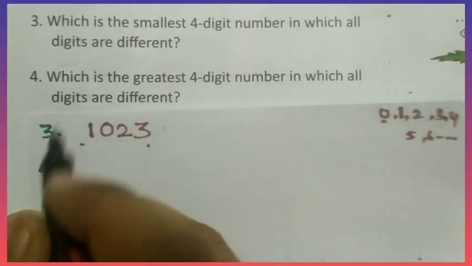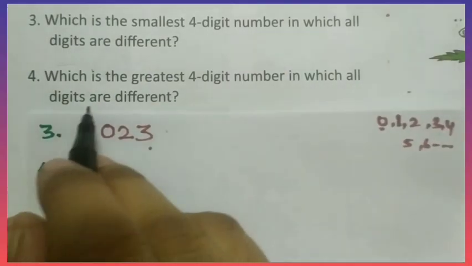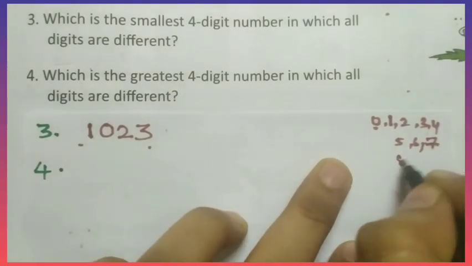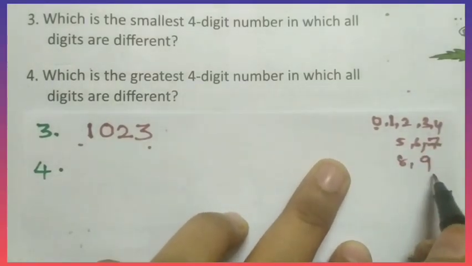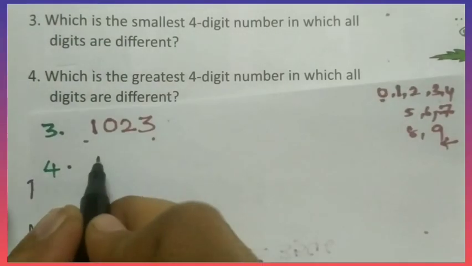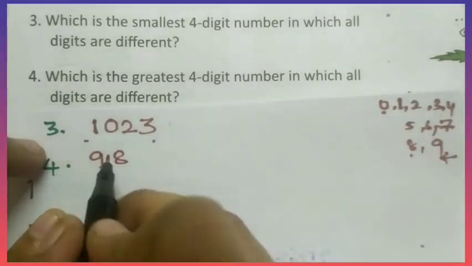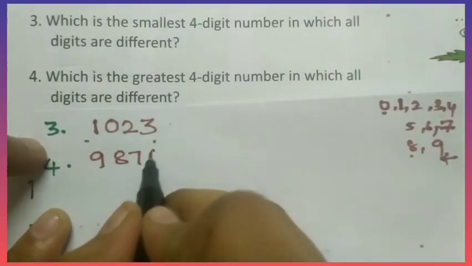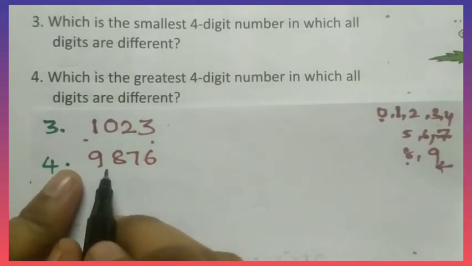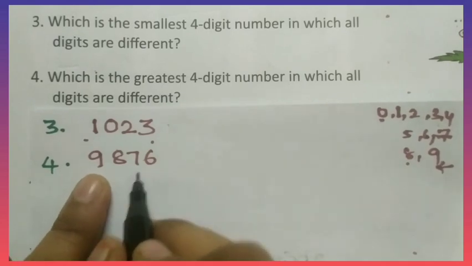Now which is the greatest 4-digit number in which all digits are different? Look, after 6 what do we get? 7, 8, 9. We will write from the greatest number, which means we will write from this side. So we will get 9 first. 9. Next 8. Next 7. Next 6. 9876 is the greatest 4-digit number. In this all digits are different.